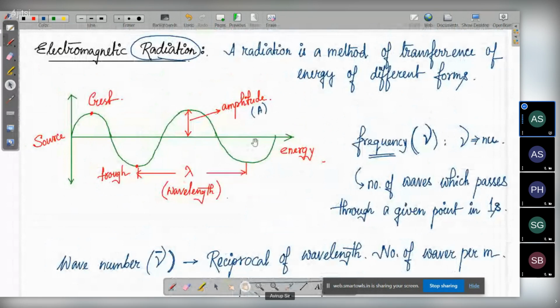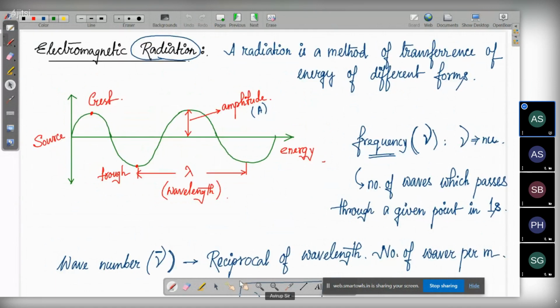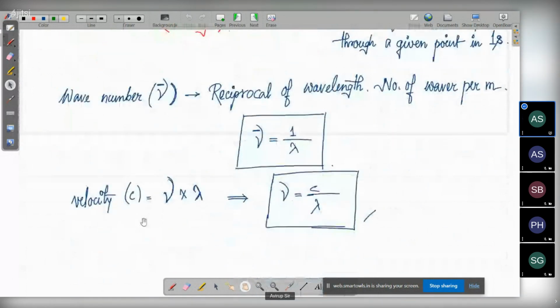Now let us see about electromagnetic radiation. This was simply a wave. But now let us look into electromagnetic spectra, the electromagnetic spectrum. This is also something that you might already know. What is velocity? Velocity is basically how fast the wave is moving, given by nu, the frequency, into lambda. Nu means how many waves are happening in 1 second, and lambda is the distance.